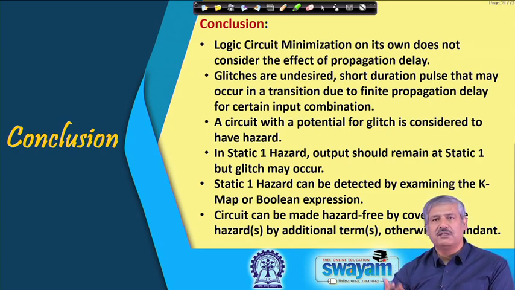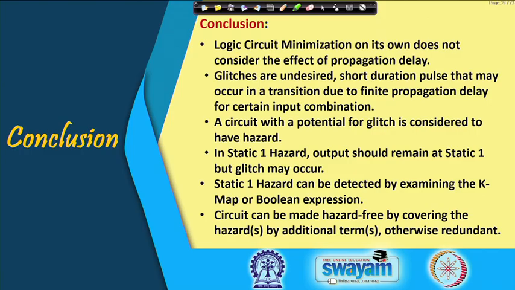K-map comes first, so we can look at the K-map, and from that we can look at these logically adjacent ones. Whether all logically adjacent ones are covered by one common product term or not, and the circuit can be made hazard free by covering hazards with additional terms which are otherwise considered redundant.